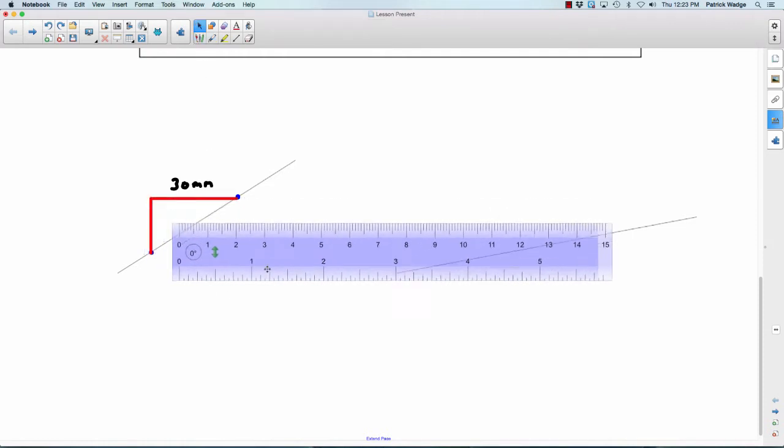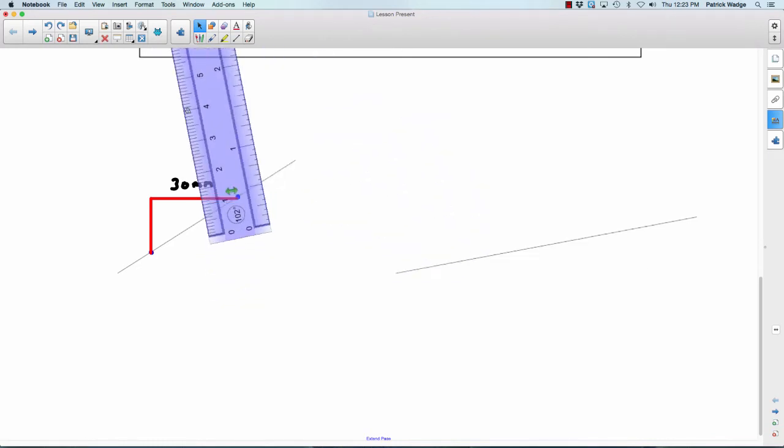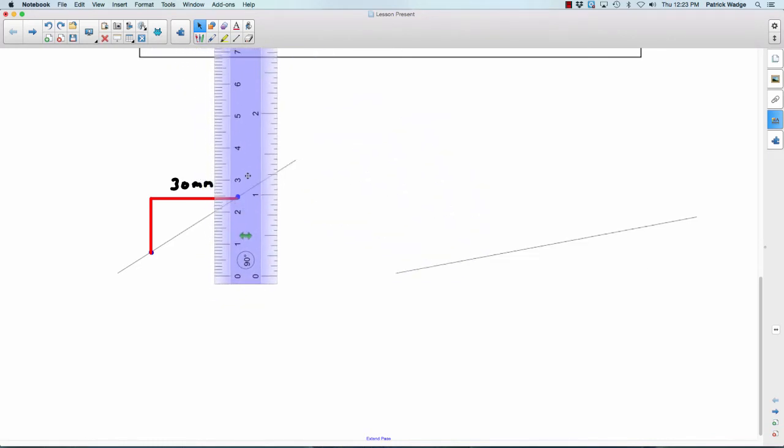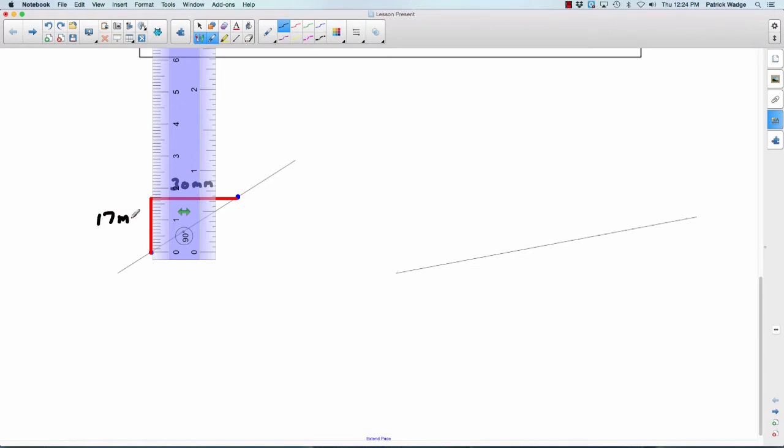Then what I have to do is measure the rise, right? The up and down amount. So this amount right here. Now give me a second to fix my ruler. Okay, there we go. If I put the 0 there, it looks like it's at, let's see, 10 millimeters, 11, 12, 13, 14, 15, 16, 17? I'm going to say 17. It might be 16 in a bit, but I'm going to say 17. We're just trying to get a sense here of what we're talking about. So this is 17 millimeters.